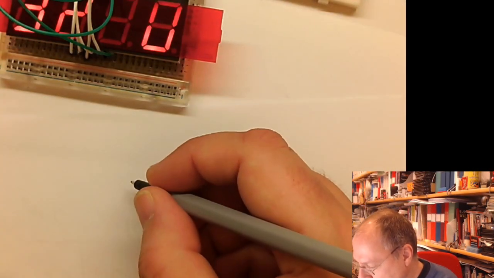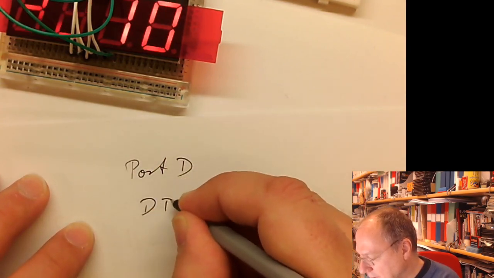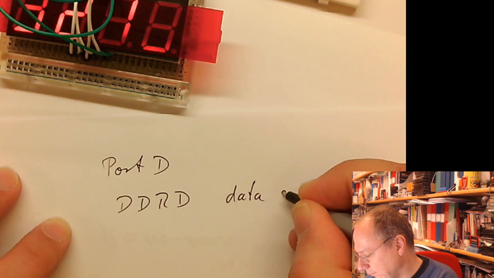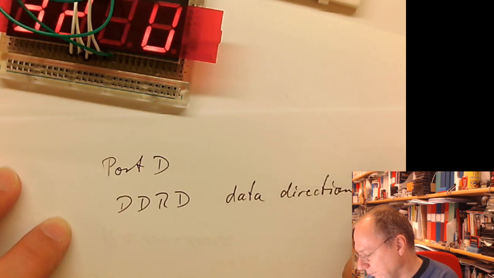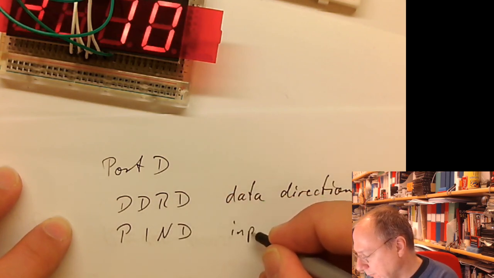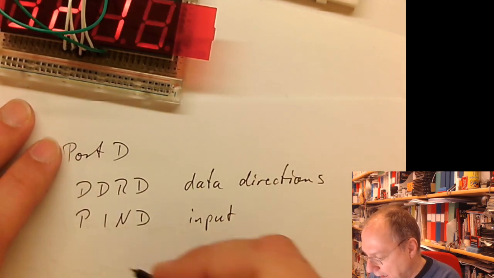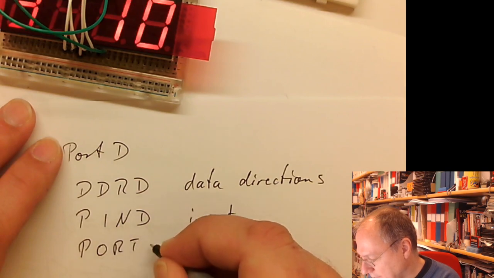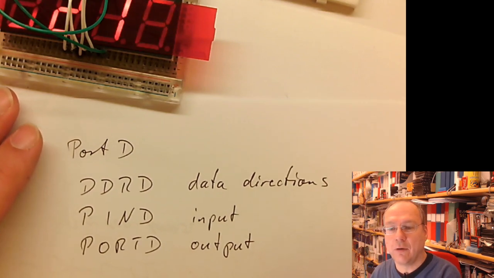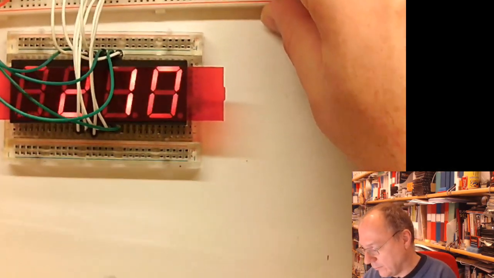So in order to use port D, for example, we have the DDRD, which is the data direction. We have the PIND, which is the input, so what value do we see on the pins? And we have the PORTD register, which is for getting data out of our microcontroller, to actually make the LEDs light up or not.